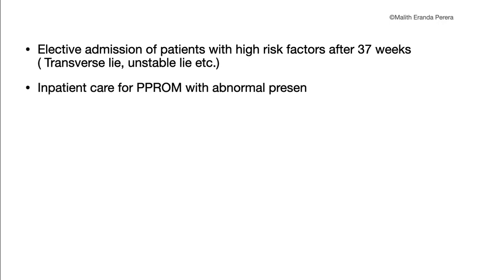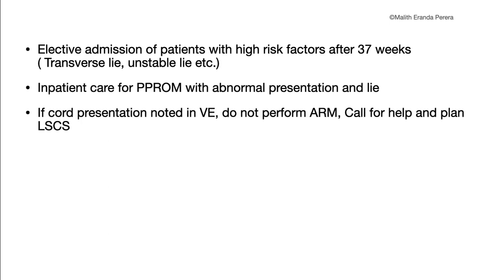Similarly, for a woman with preterm prelabor rupture of membranes with abnormal presentation, there's high risk of cord prolapse. So if you give inpatient care, the chances of adverse events would be minimal in an event of cord prolapse. If you detect cord presentation on your vaginal examination, you have to call for help and plan cesarean section. Cord presentation is the situation where you can feel the cord in between the presenting part and the cervix when you do a vaginal examination. It may be with or without ruptured membranes.